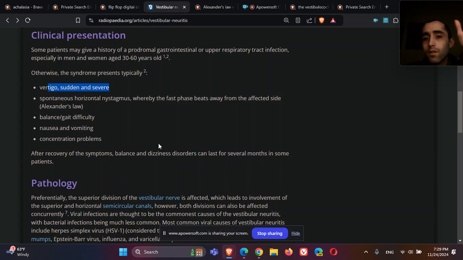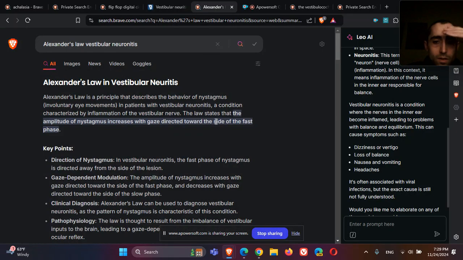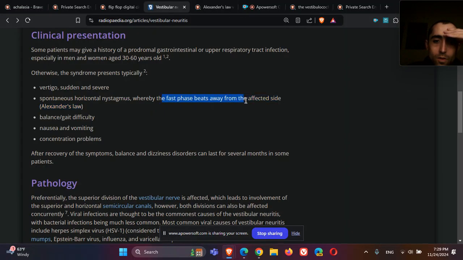Usually, it can be continuous with nystagmus, nystagmus that is peripheral, horizontal nystagmus with the fast phase to the healthy side, not to the damaged side. Alexander's law is not exactly what they say over here. Alexander's law says that if you look to the non-damaged side, the fast phase is more pronounced. The amplitude of nystagmus increases with gaze directed toward the side of the fast phase. Now the fast phase is to the healthy side.